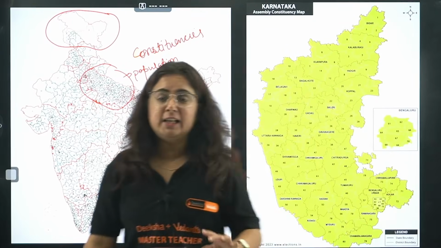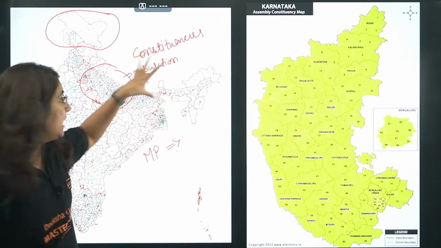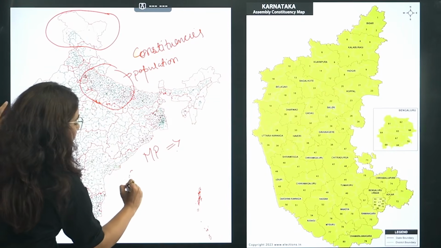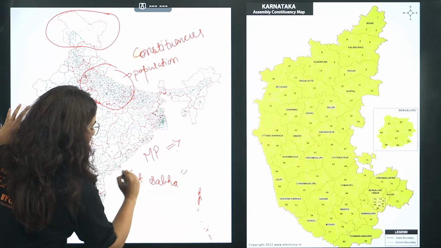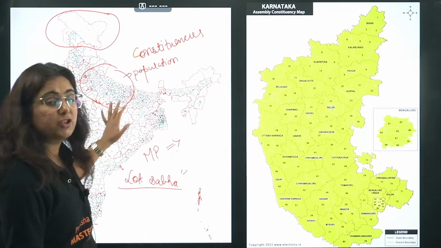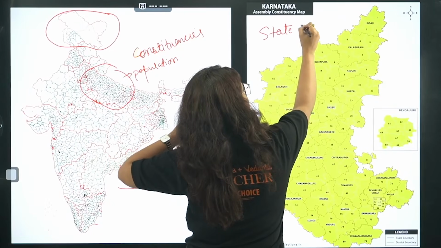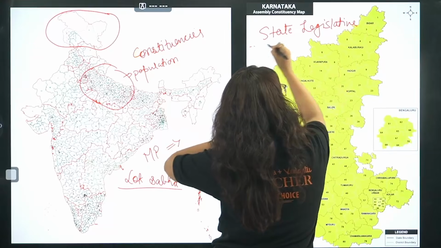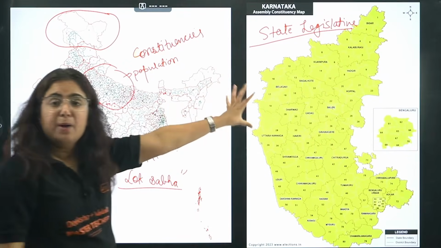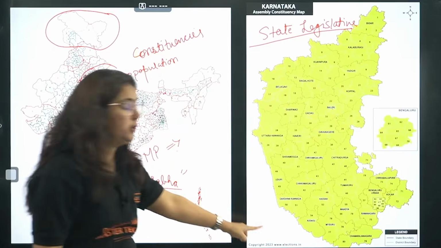Now the next one here is, beta, the map of Karnataka state. Here these constituencies are divided for the Lok Sabha election, and this is for the state legislative assembly. Similarly, beta, elections are organized for the state government. For the state government, again, the state is divided into different constituencies.